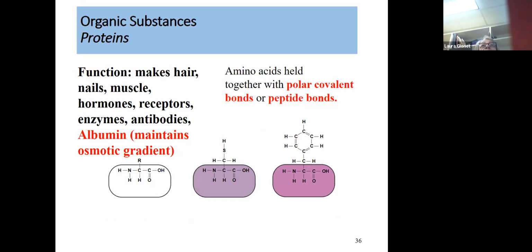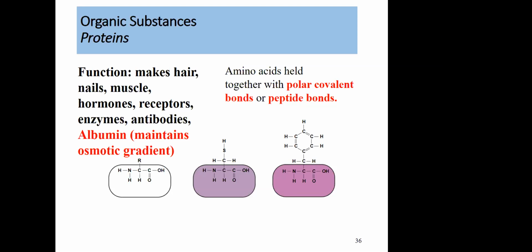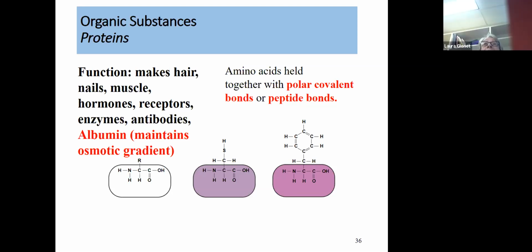Okay, so functions of proteins: it forms hair, nails, muscles, hormones, receptors, enzymes, antibodies, and albumin. Albumin in plasma helps maintain what's called an osmotic gradient. And we'll get into that a little bit more when we look at cells, and even more in A&P 2. But look at all the different types of function, and that's not all of them. Those are just some examples. So look at the variety of types of structures that we're looking at.